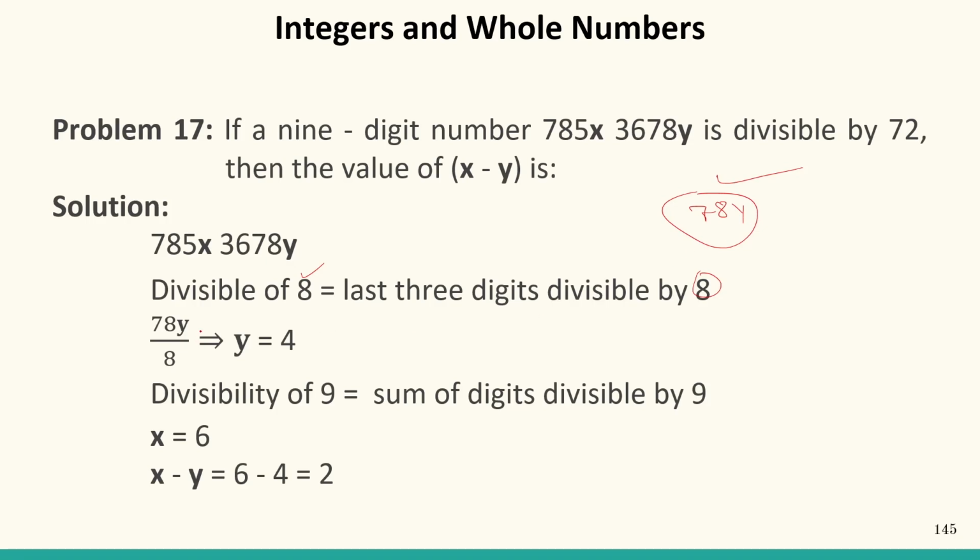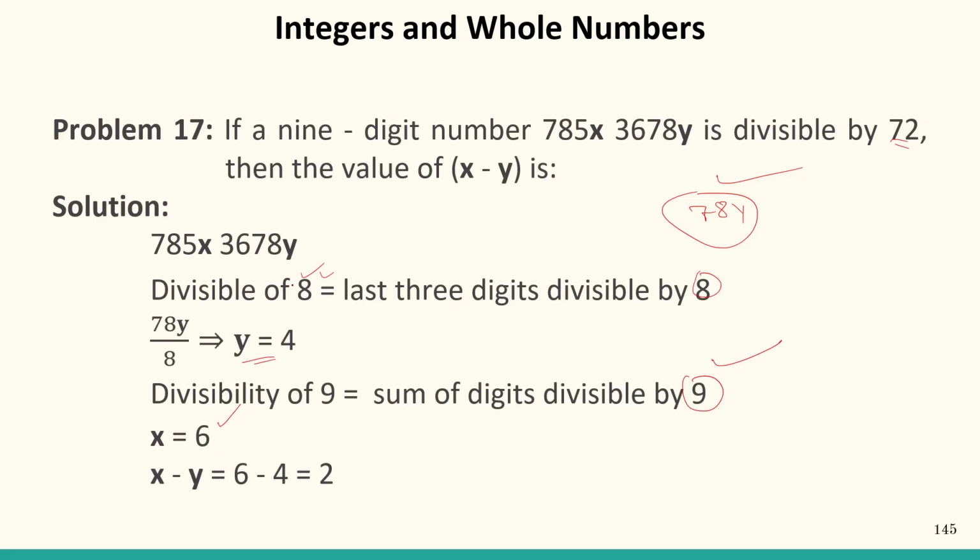So 78y by 8. Okay. So it will be what? y is equal to 4. So y must be 4. Otherwise, it won't be divisible. So divisibility of 9: the sum of all digits must be divisible by 9, because if it is divisible by 72, then it must be divisible by 8 and 9 both. Okay. So summing all of them, what we are left with is x must be equal to 6.